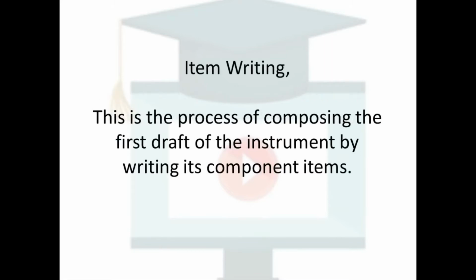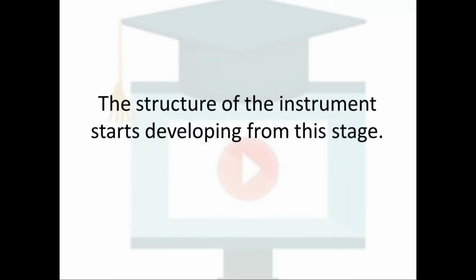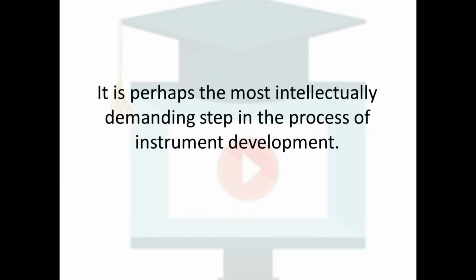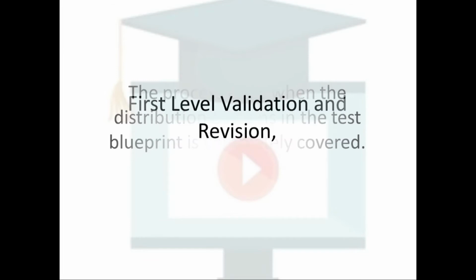Item writing. This is the process of composing the first draft of the instrument by writing its component items. The structure of the instrument starts developing from this stage. It is perhaps the most intellectually demanding step in the process of instrument development. The process ends when the distribution of items in the test blueprint is completely covered.